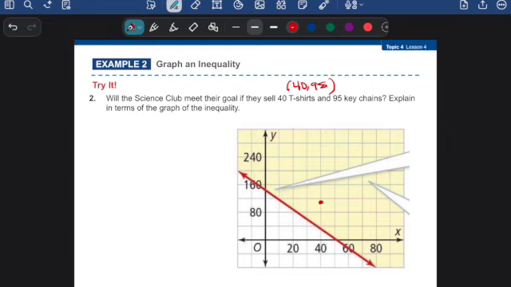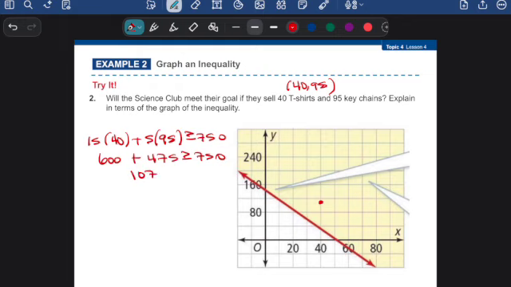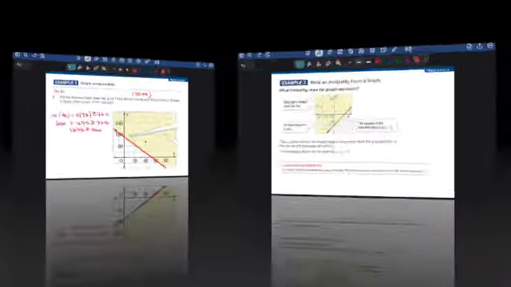We could even solve it algebraically if we wanted to. 15 times 40 plus 5 times 95. Is that greater than or equal to 750? 600 plus 475. Is that greater than or equal to 750? Yes, it is. It's 1,075. So that is definitely greater than. They did exceed their goal.